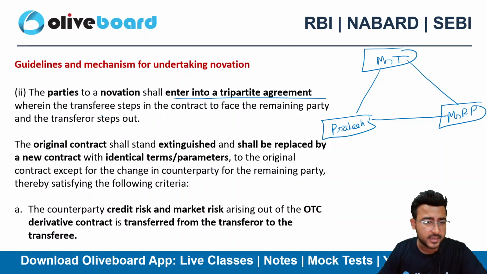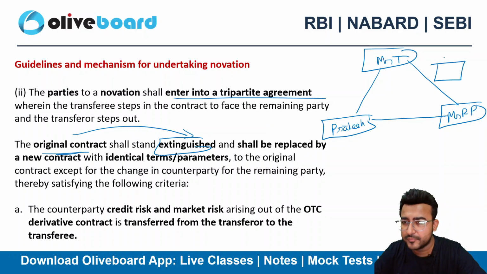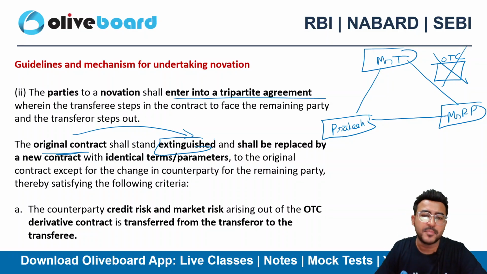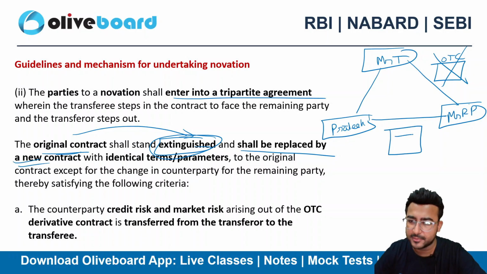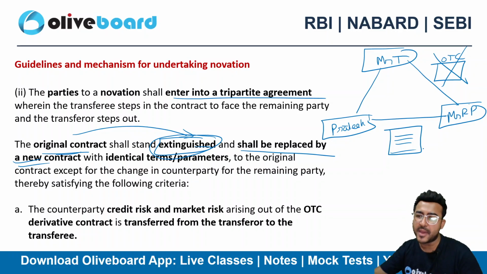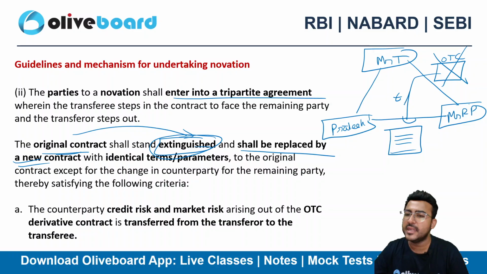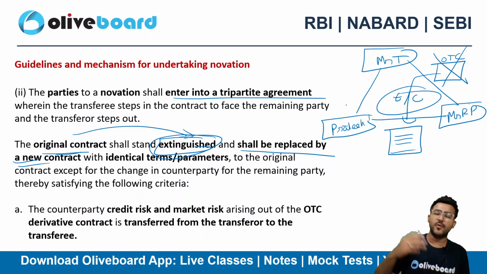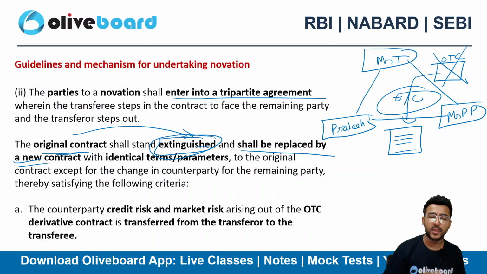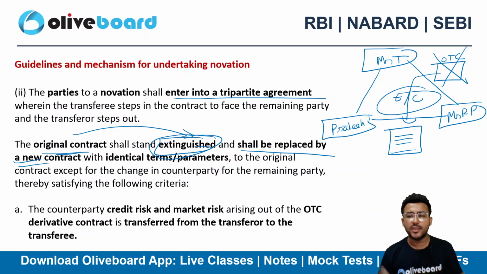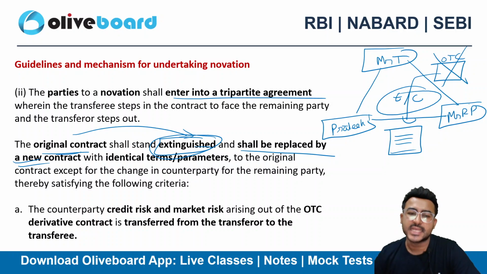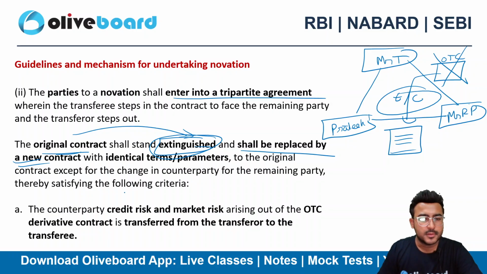So enter into a triple agreement, the original contract shall be extinguished. जो पहले इन दोनों के बीच में contract था, that is now over, that is completely extinguished as of now, and shall be replaced by a new contract. अब नया contract आ जाएगा भाई, right, with identical terms and parameters, terms and conditions identically रहेंगी जो पुराने contract में थी. However in the old contract obviously the name of Mr. T is written, how can we continue it, right. That's why we have drafted a new contract which will succeed the old contract, right. याद तक सही है.